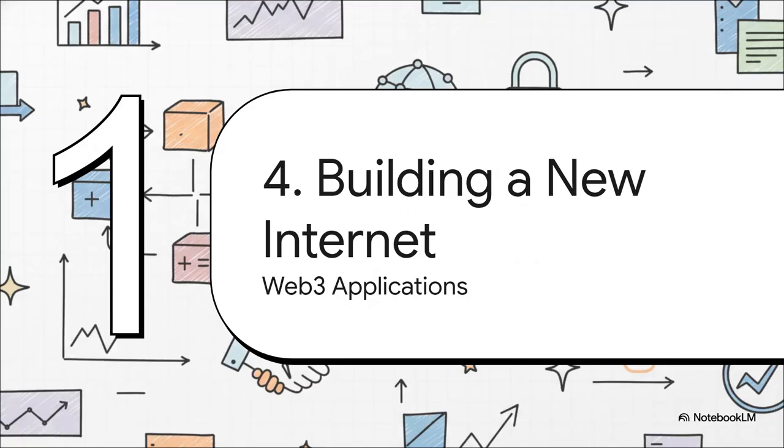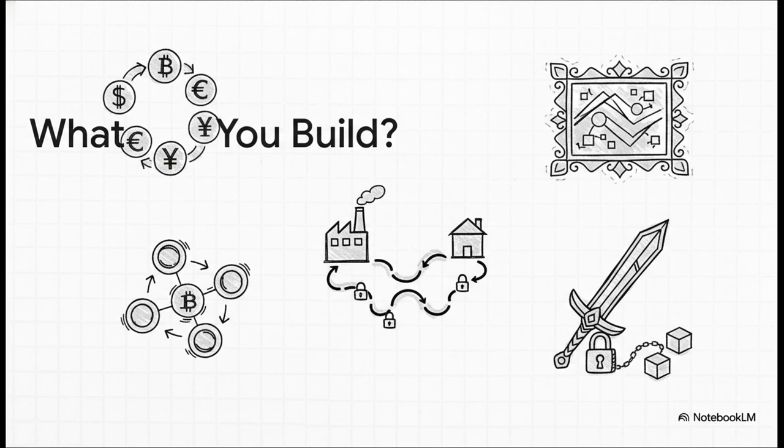So let's put it all together. We now have two incredibly powerful building blocks, right? We have a decentralized, tamper-proof database, and we have self-executing, unbreakable agreements. With those two things, developers can start to build a whole new generation of applications, a whole new internet. And this is where the possibilities just explode.